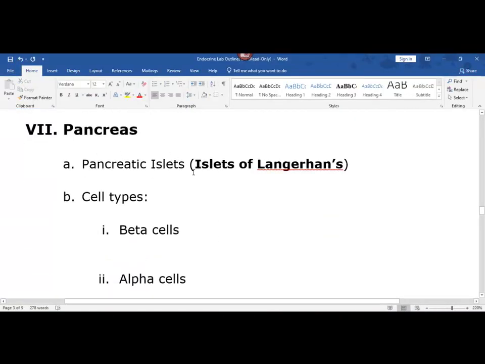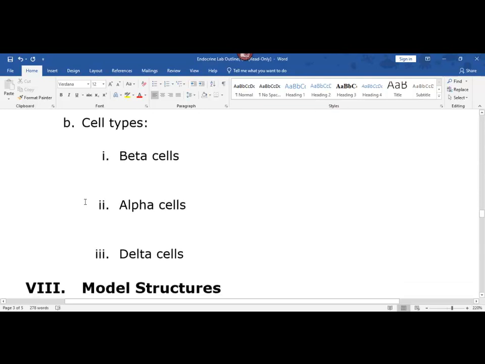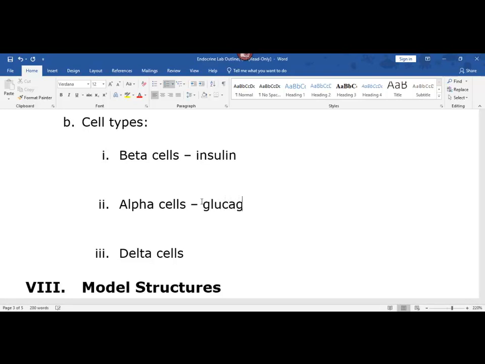Last slide of this video, pancreas. Pancreatic islet or islets of Langerhans. You got to know both terms. Beta cells produce, I'll put a little dash here, insulin. Alpha cells produce glucagon. And delta cells produce a hormone called somatostatin.